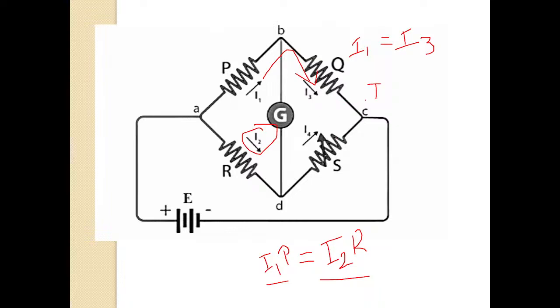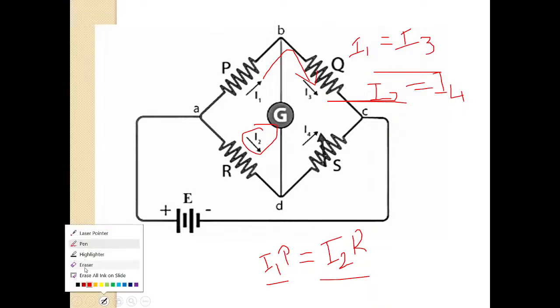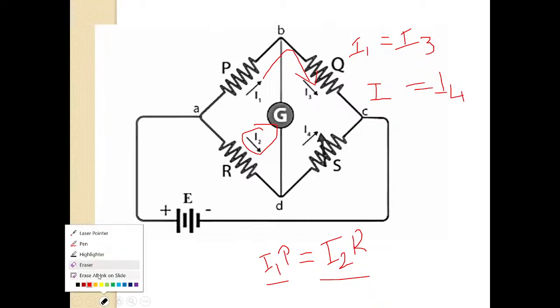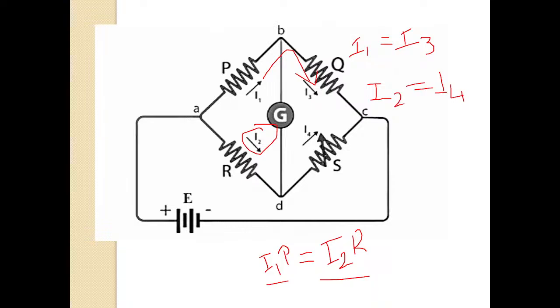I2 current will be equal to I4. I2 current will be equal to I4. This cursor, this. Okay, so I2 will be equal to I4.